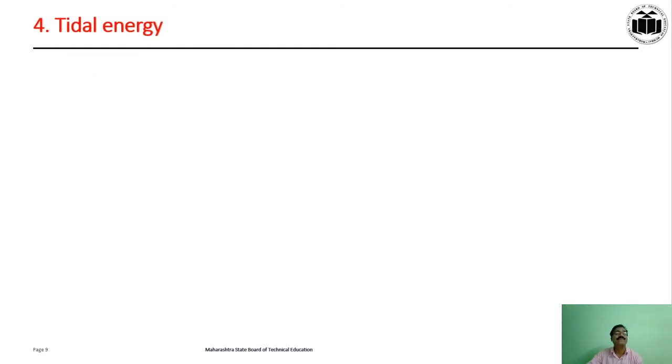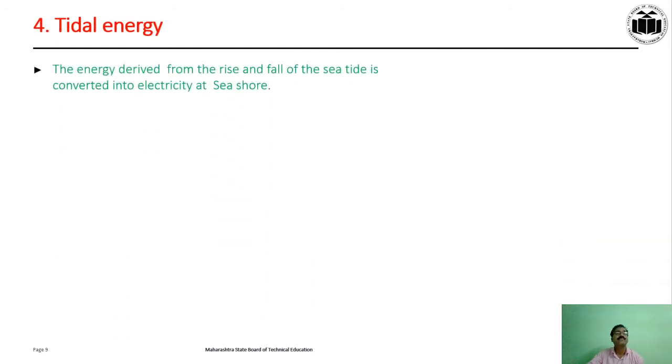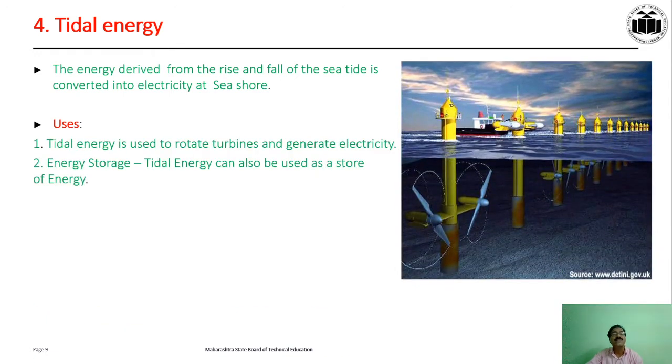Tidal energy. The energy derived from the rise and fall of the sea tide is converted into electricity at the seashore. What are the uses of tidal energy? Tidal energy is used to rotate turbines and generate electricity. Energy storage: tidal energy can also be used as a store of energy.